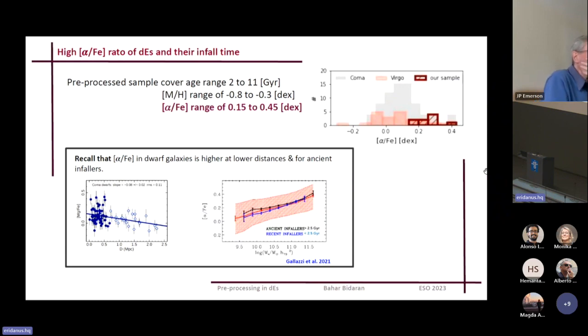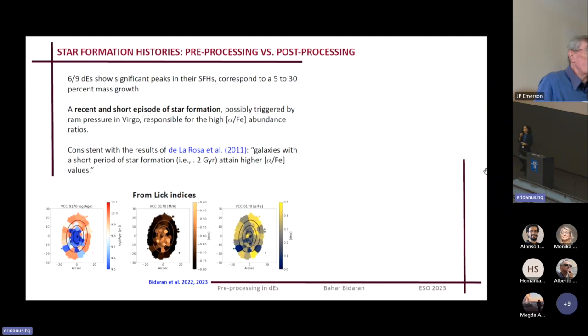Using SDSS galaxies, as you can see, ancient infallers with more than 2.5 gigayears exposure to their present-day environment have higher alpha over Fe. But the 9Ds I'm investigating and talking about here have shorter exposure to the Virgo cluster. So, just very quickly, let me review the final results.